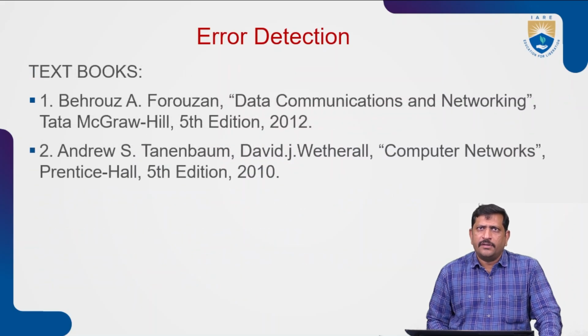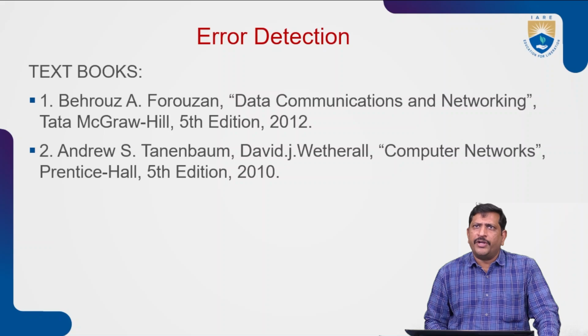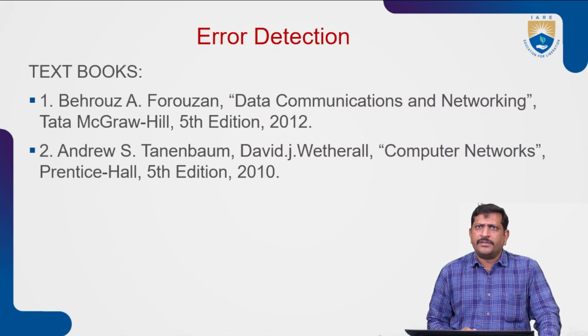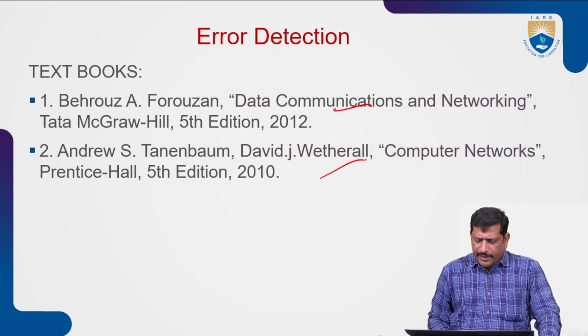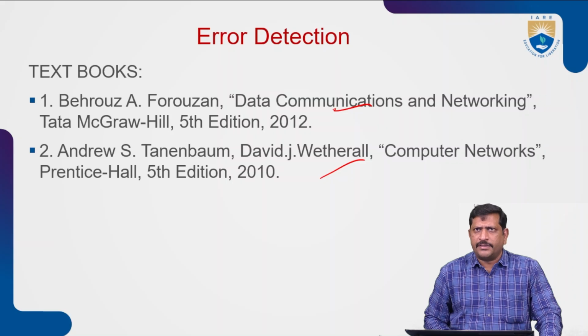For this, the textbooks are Data Communication and Networking, Tata McGraw-Hill, 5th edition, 2012, by Forouzan. Next is Computer Networks, Prentice Hall, 5th edition, 2010, by Andrew Tanenbaum. So these two are the textbooks for the error detection methods.